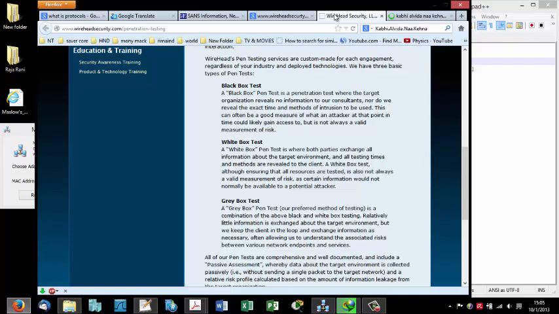We take screenshots, and when the exploit works, we send it to the client saying this is what is possible.